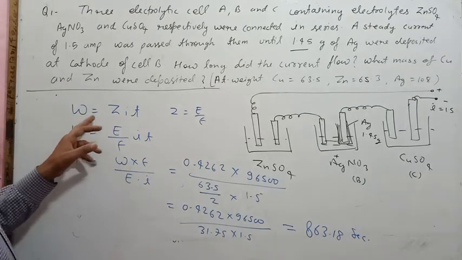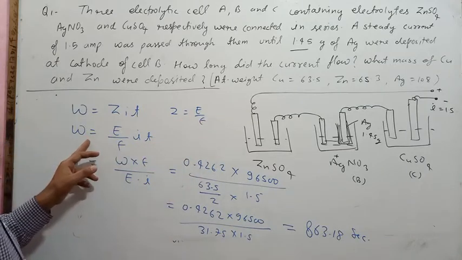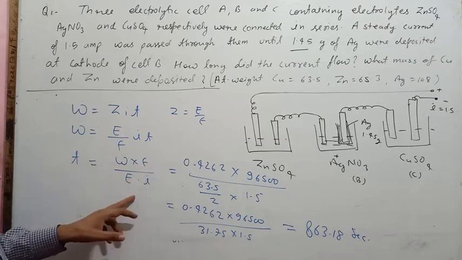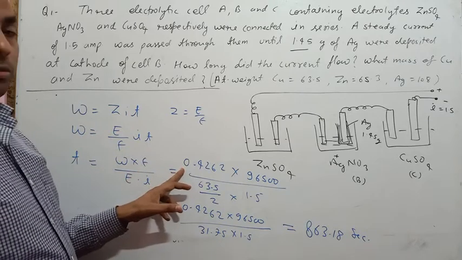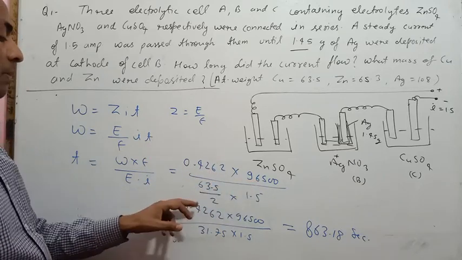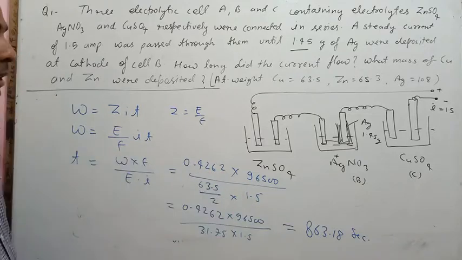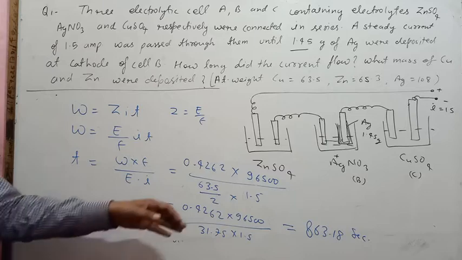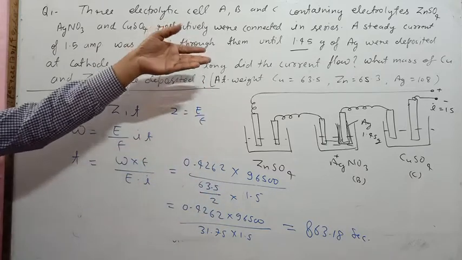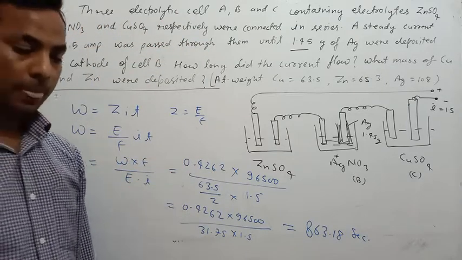Again, listen. W equals ZIt, Z equals E by F. Putting in the value, W equals E by F It, t equals WF upon EI. W is the mass of copper, 0.4262, into 96,500 upon this one. After calculating, the answer will be 863.18 second. So that is the time required to deposit the copper amount, silver amount, whatever is given. That's it. So please take a screenshot.